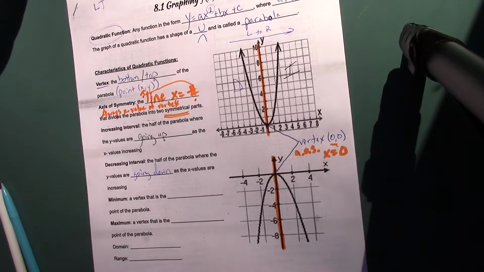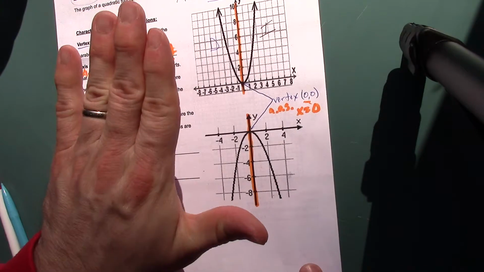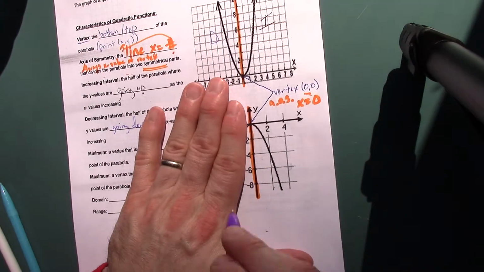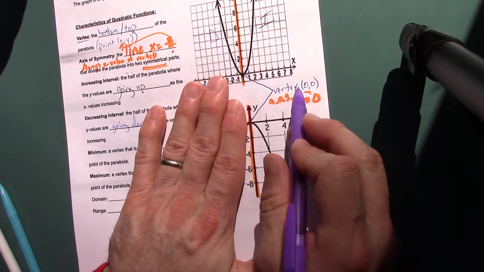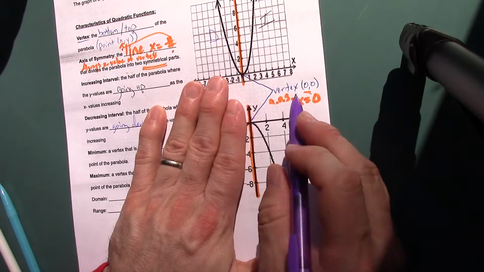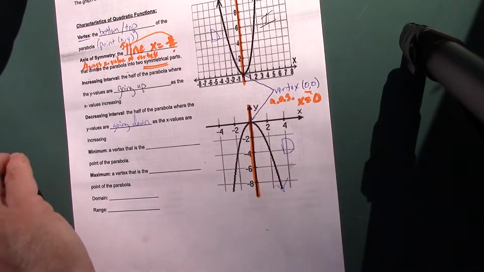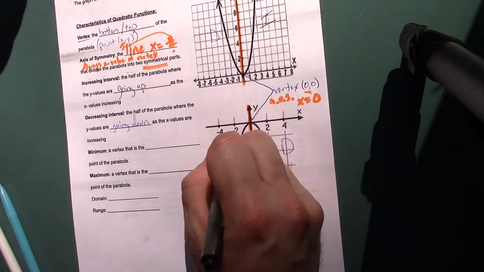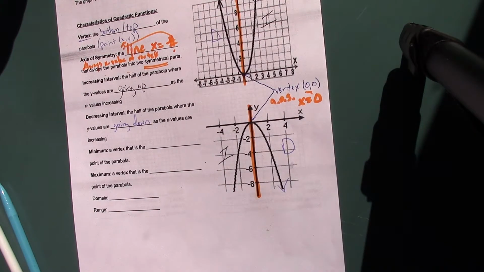I look at my other picture here, and again, left hand trick, left hand makes an L. I cover up the left side of the graph, and I can see that this graph is going down. It's starting here and going down, and it always starts kind of at the vertex here. So if this is going down, then that side is decreasing, and the other side is increasing. We're going to talk about how to write that when we get to the next page. Okay?